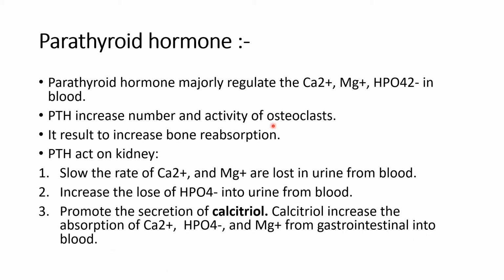Here we see that first they activate the process of osteoclasts, meaning bone reabsorption increases, so bone calcium goes into the blood and the blood calcium level increases. So by bone reabsorption the calcium level is increased in the blood, and when they act on the kidney they also increase the calcium level by slowing the loss of calcium ion into the urine.